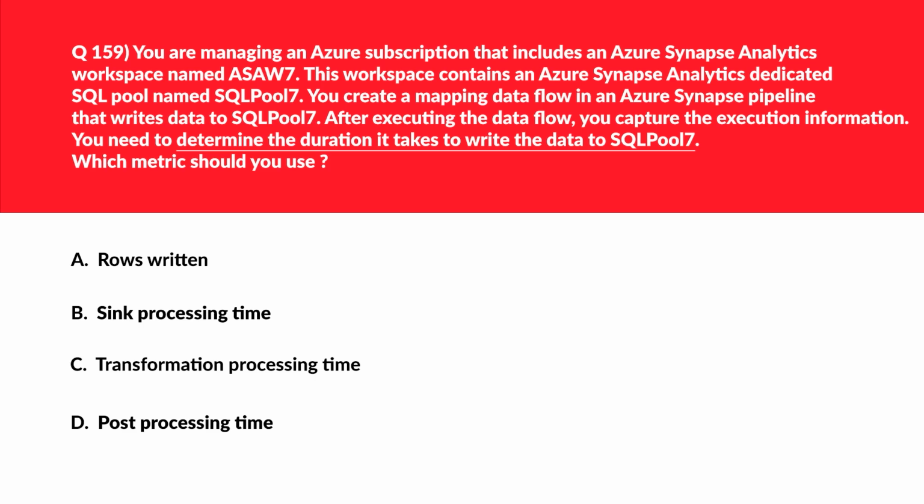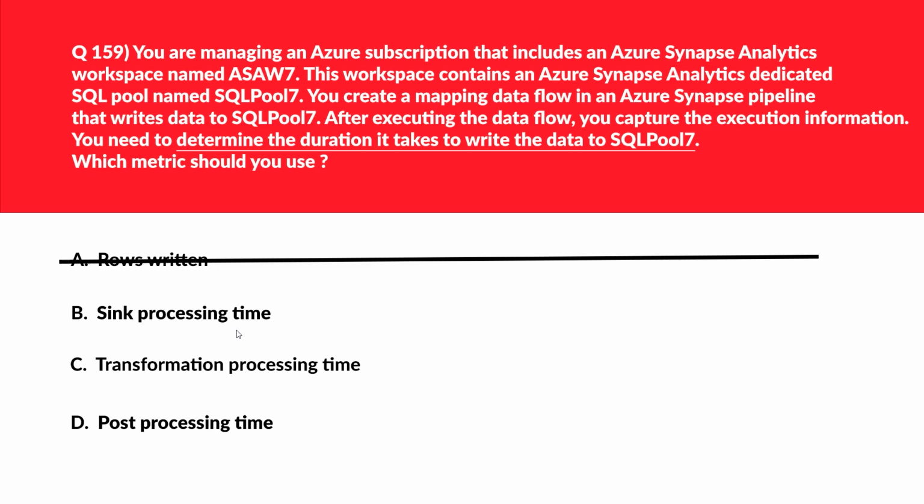Let's bring the heat to the snow. It's all about determining the duration it takes to write the data to the Azure Synapse Analytics dedicated SQL pool. We'll look at option A. A says rows written. Rows written indicates the number of rows written but does not measure the time taken to write the data as required by the question. So we'll reject this. Let's move to option B.